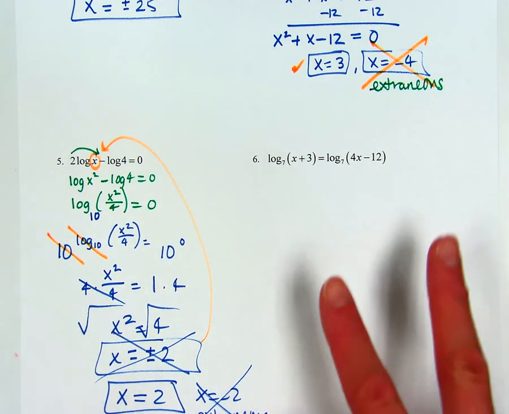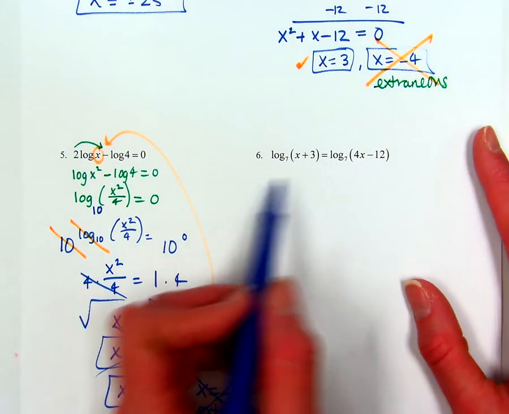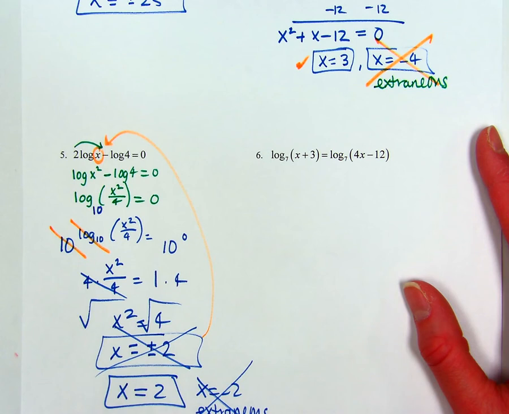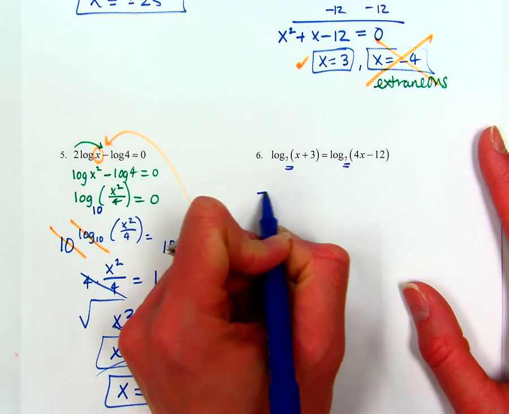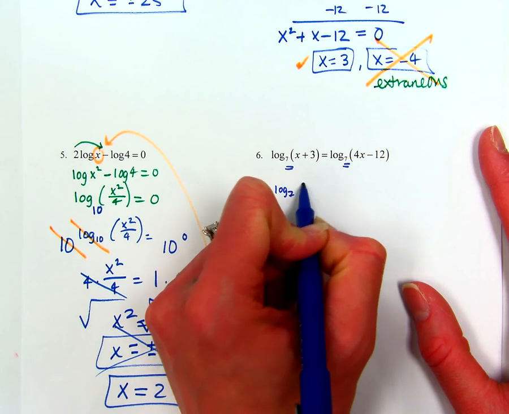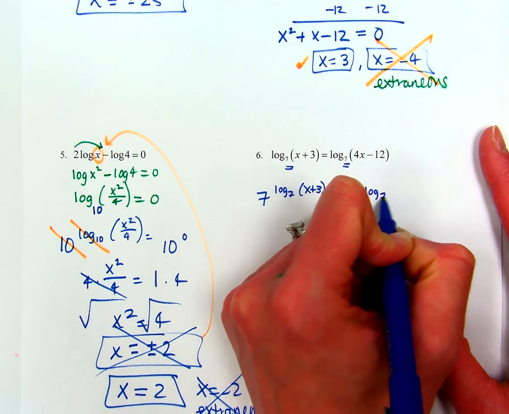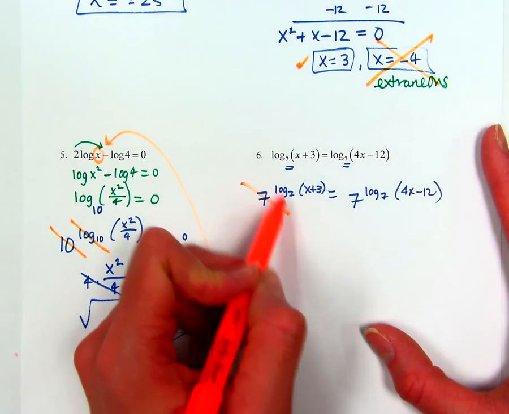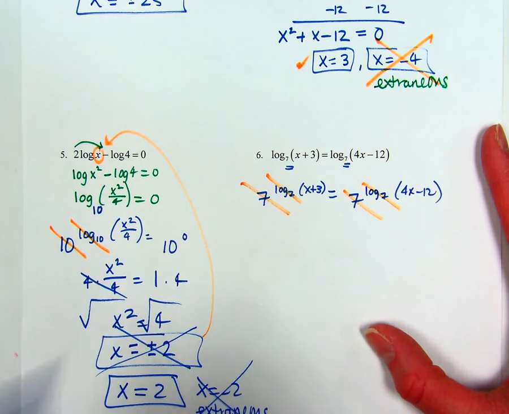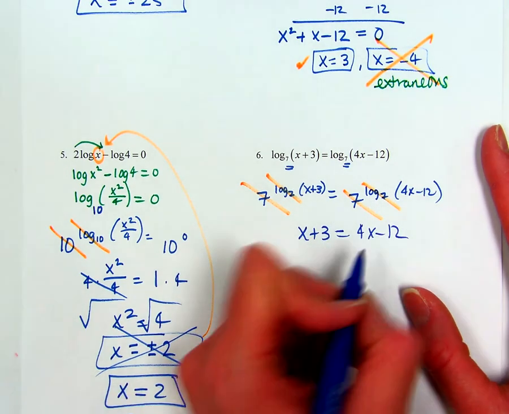We don't need to condense because these logs are on opposite sides of the equation. So what we can do is just go right to step 2, which was convert to exponential form. So you look at your bases. So we have 7 to the log base 7 of x plus 3 equals 7 to the log base 7 of 4x minus 12. All right, so my 7 and log base 7 should cancel. All I'm left with is x plus 3 equals 4x minus 12. Now you just have to solve.